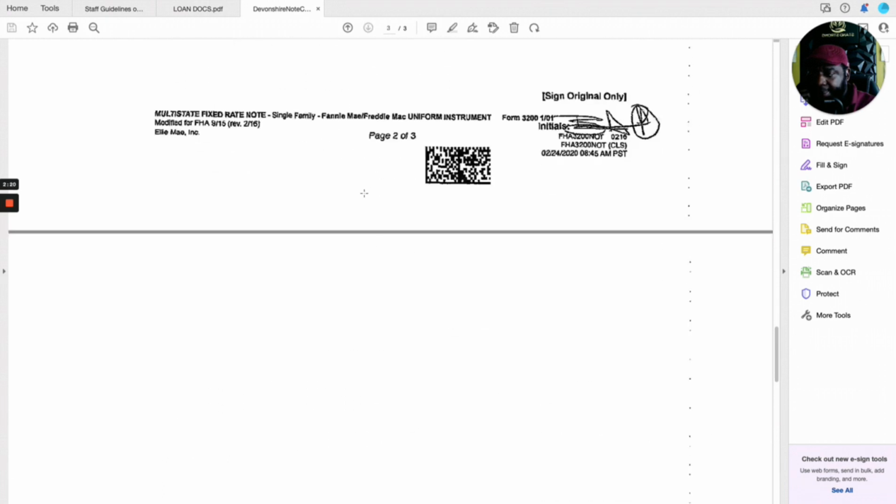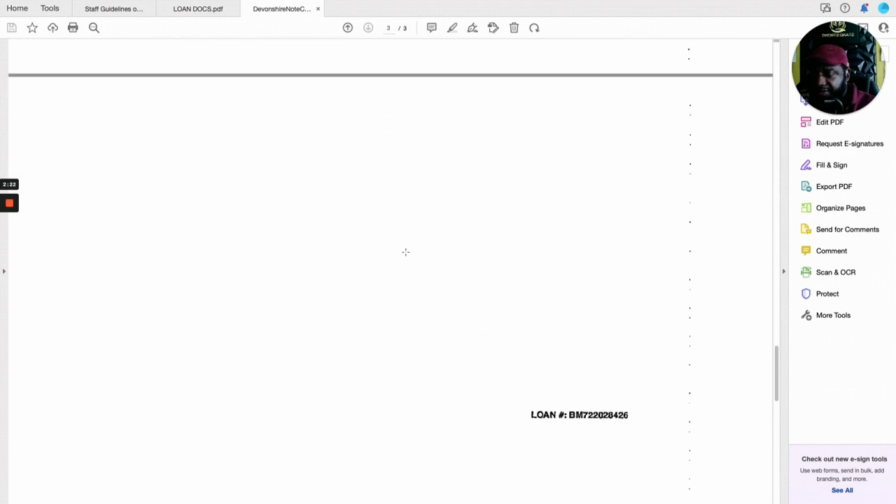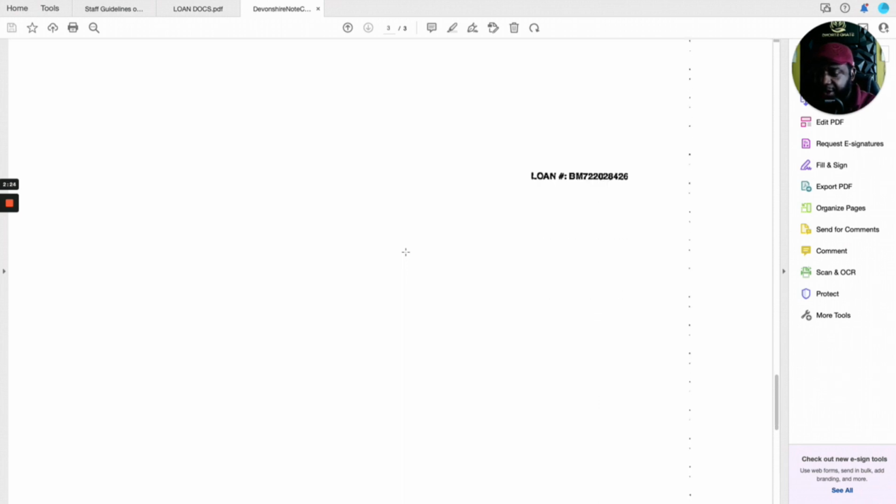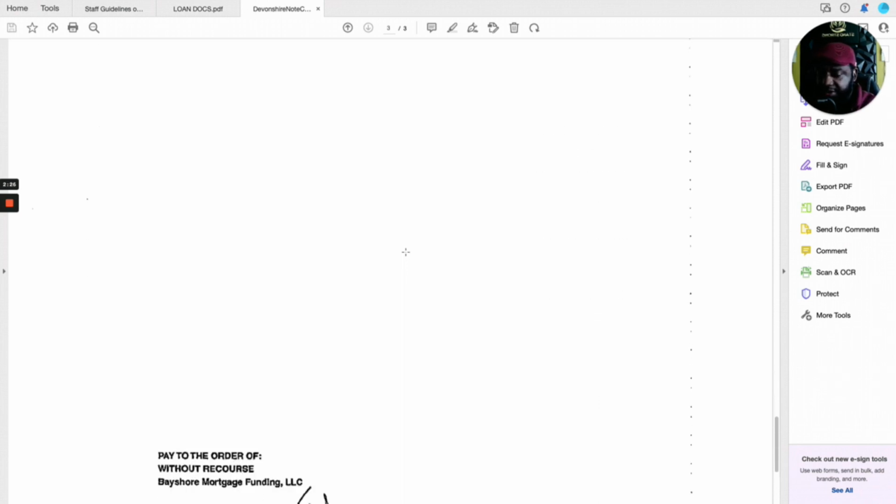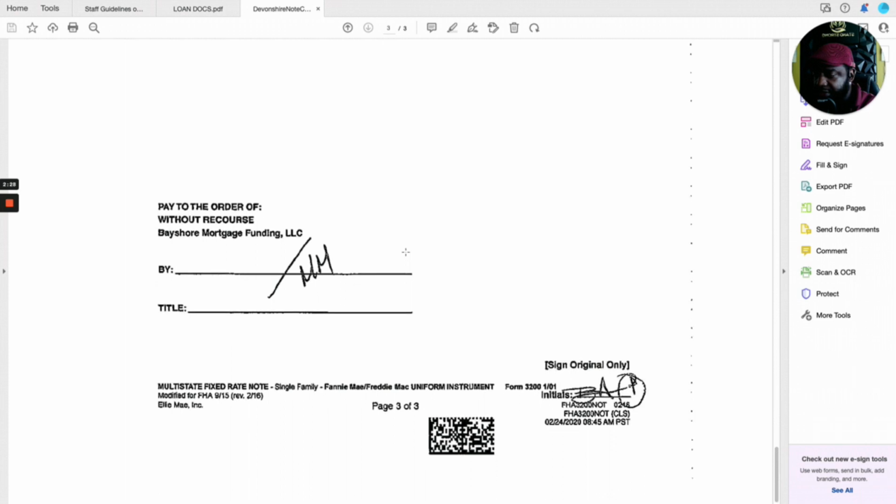Alright? And this is 2 of 3. So if we keep scrolling down this document, let's see what else is at the end. Oh, what is that? Okay, this is the last page, 3 of 3. It says, pay to the order of, without recourse, Bayshore Mortgage Funding. Wow. By, and then whatever this scribble is.